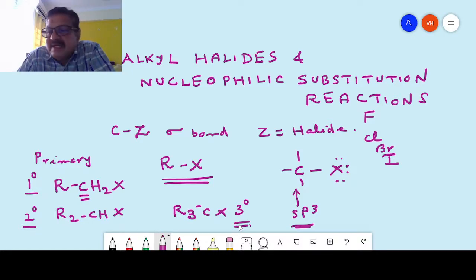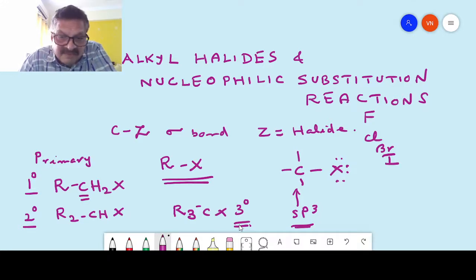That is how it is classified: primary, secondary, and tertiary. Now, whether an alkyl halide is a primary, secondary, or tertiary alkyl halide is the most important factor determining the course of a chemical reaction. The course of a chemical reaction depends upon what type of alkyl halide it is.